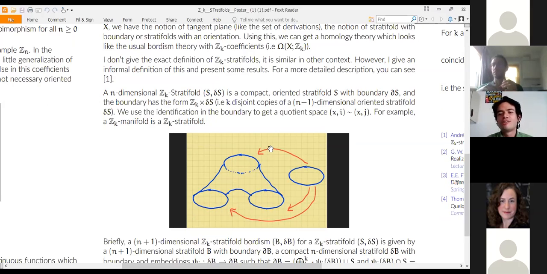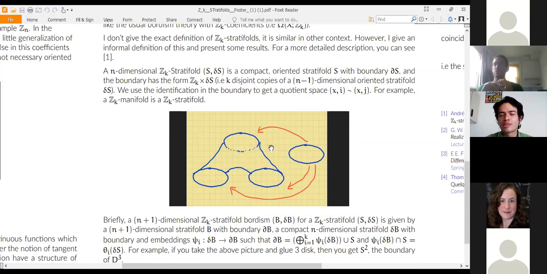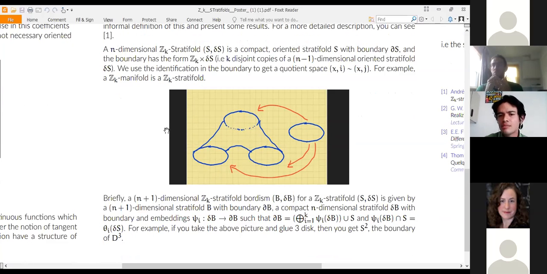And maybe the picture is a very nice explanation of what is a CK stratifold. This picture represents a C3 stratifold. It's just a band and some kind of identification in its boundary. And we can talk about CK stratifold bordisms.